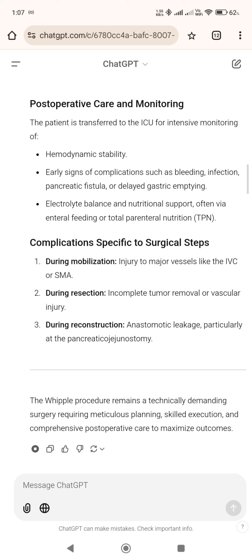Complications specific to surgical steps. 1. During mobilization, injury to major vessels like the IVC or SMA. 2. During resection, incomplete tumor removal or vascular injury. 3. During reconstruction, anastomotic leakage, particularly at the pancreaticojejunostomy. The Whipple procedure remains a technically demanding surgery, requiring meticulous planning, skilled execution, and comprehensive postoperative care to maximize outcomes.